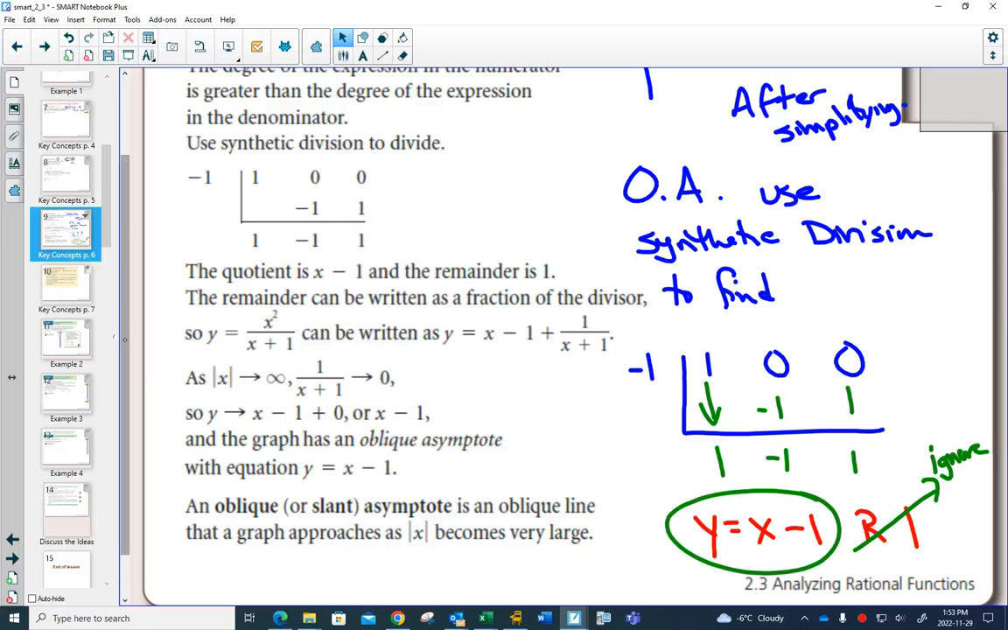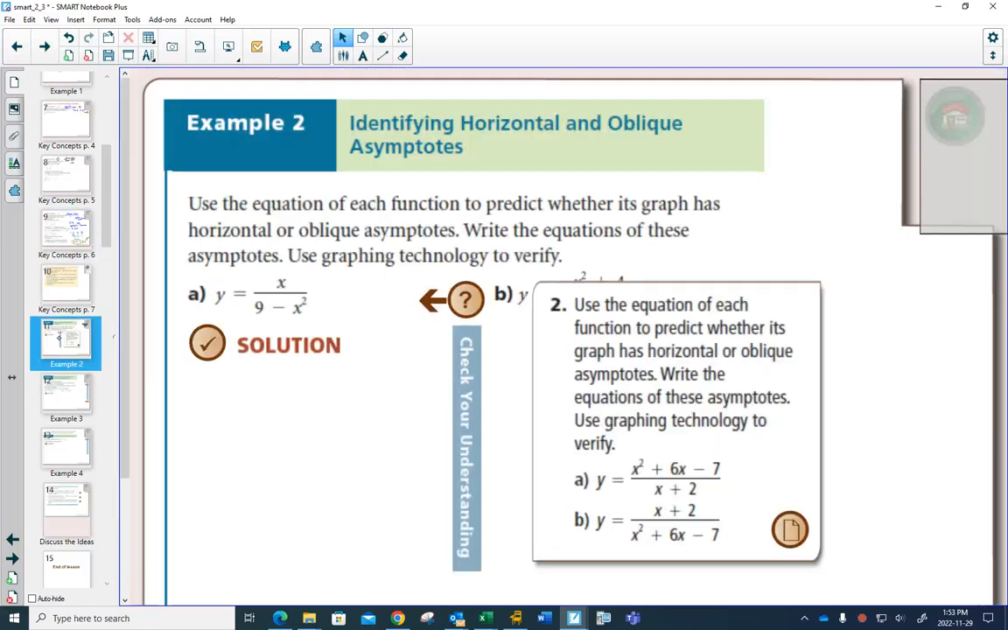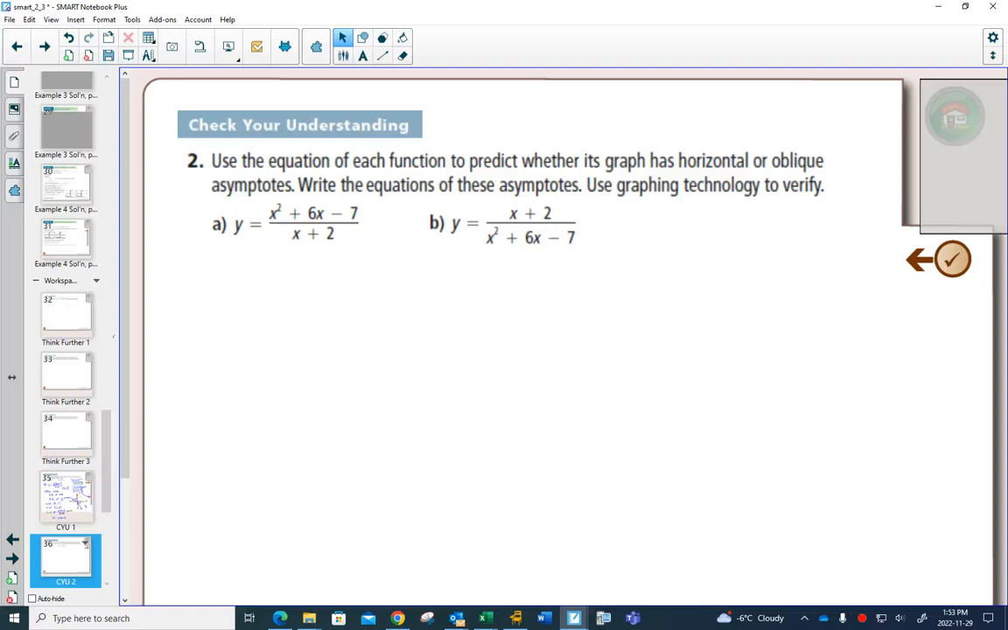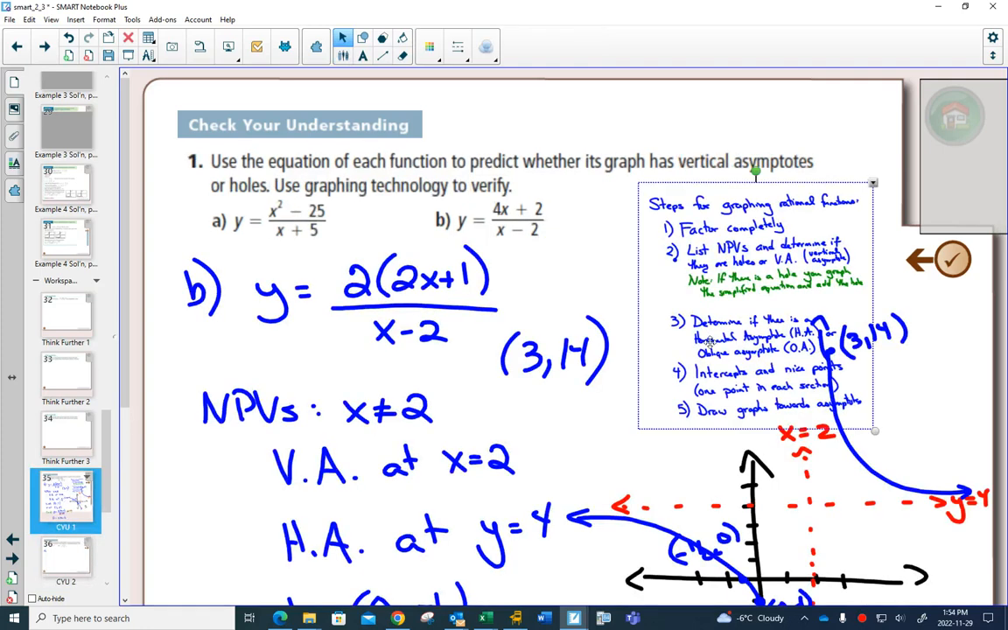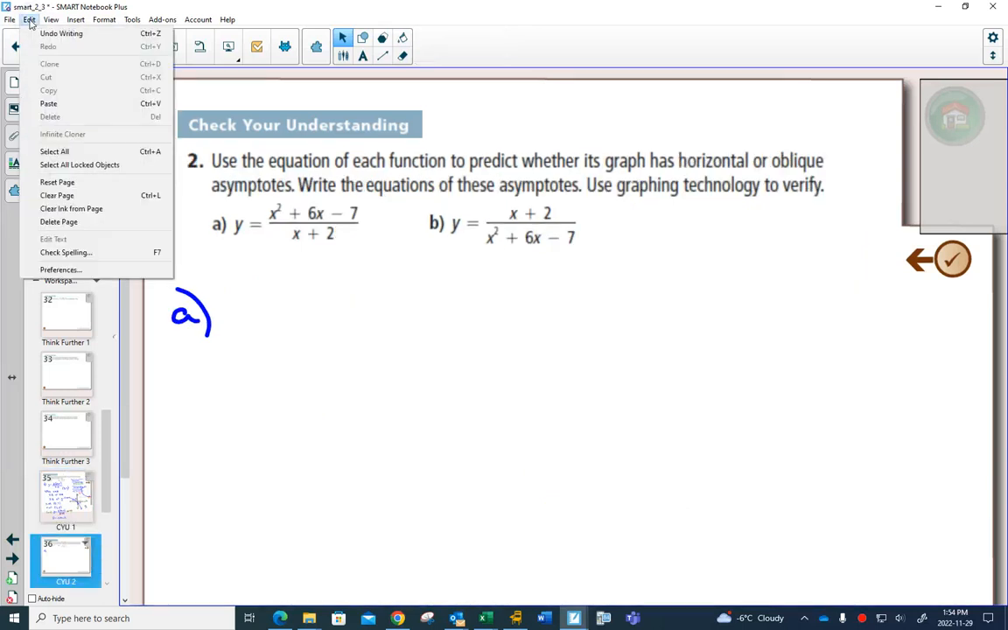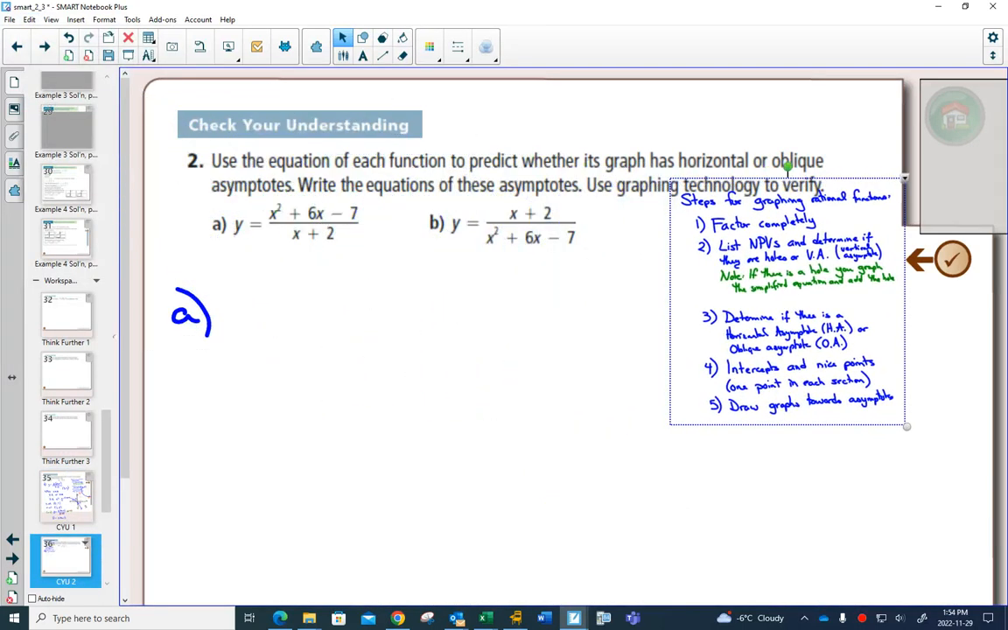Okay, so now we can go to example 2, where we can graph these things completely and see, do some of them have oblique asymptotes or horizontal asymptotes? Again, it just asks about the asymptotes, but we're going to graph it completely. So here's part A. When graphing a rational function, we could steal our steps, even. Edit, copy, just so that, even though we can't read them, they're sort of there.